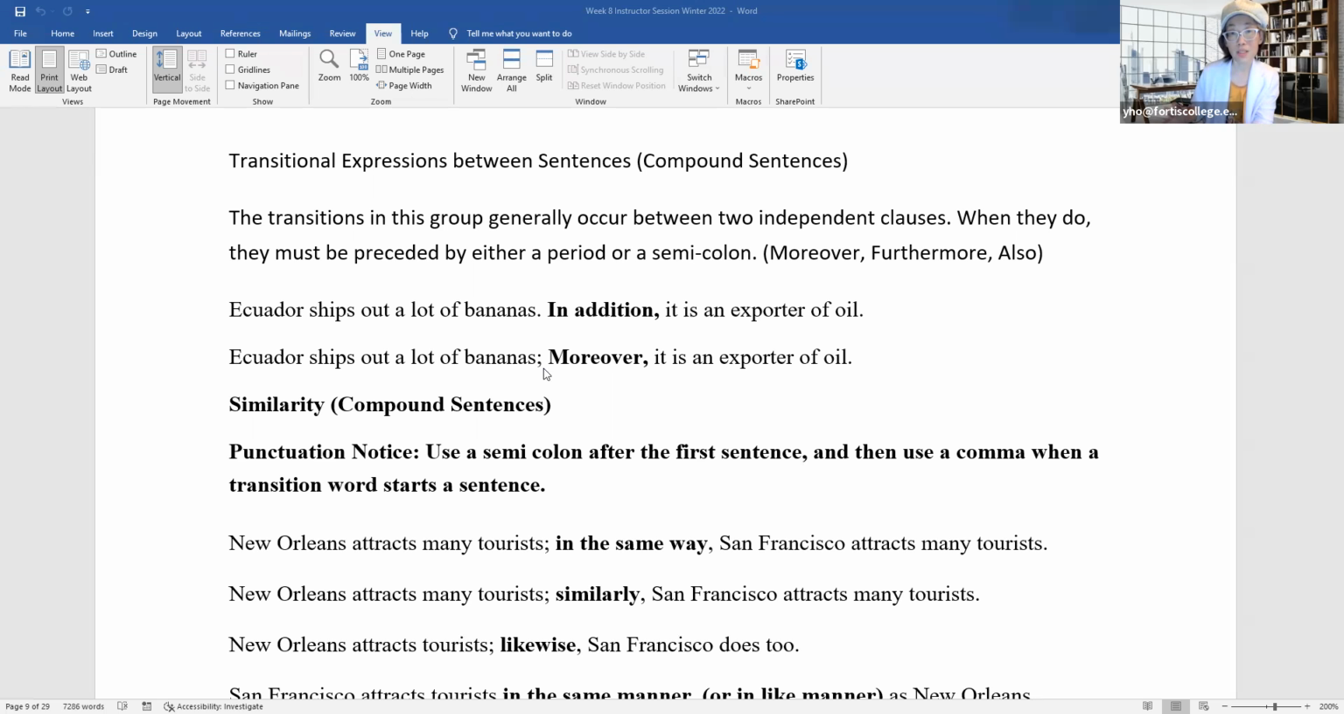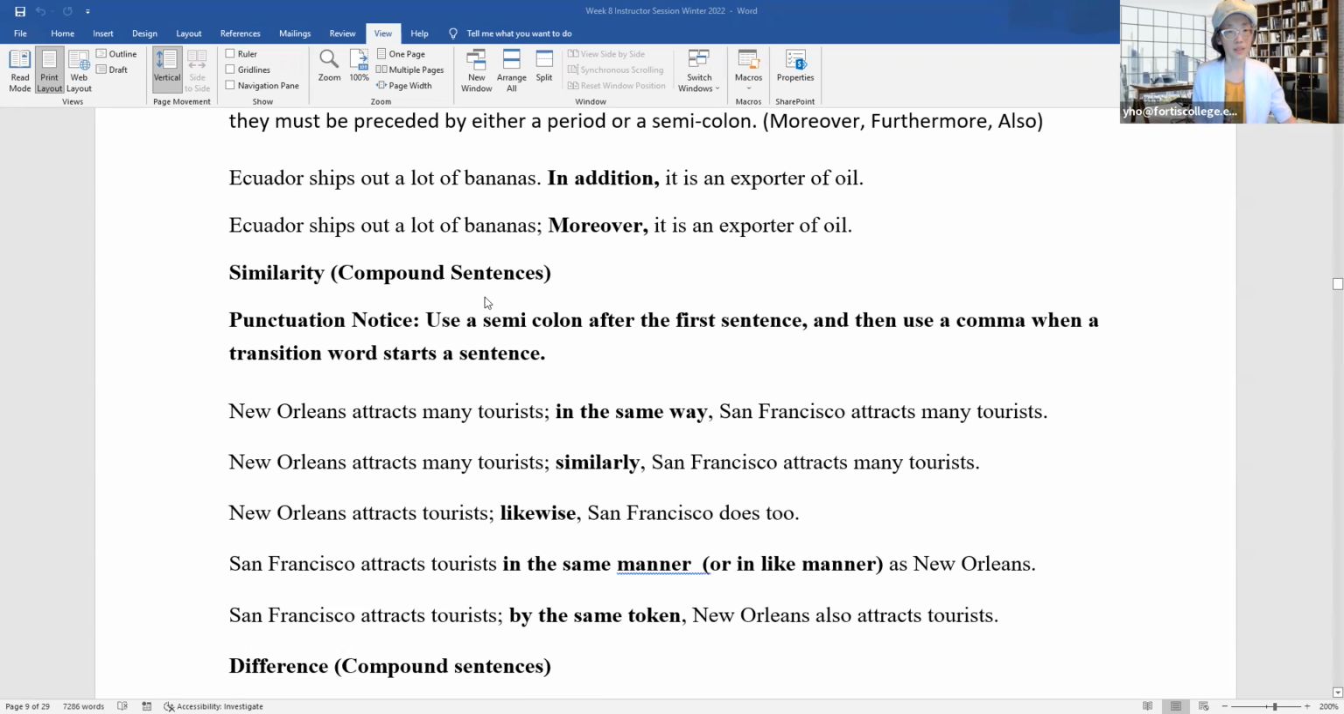So it's up to you as the writer to decide your writing style. Do you want the reader to read it really fast? Then you use a semicolon. Or do you want the reader to read it with a pause? Then you use a period. So you can use either a period or a semicolon before your transition word, but you always have to use a comma after the transition word. And so here I would read it as, Ecuador ships out a lot of bananas; moreover, it is an exporter of oil. Because you use the semicolon, that means the two things flow together.